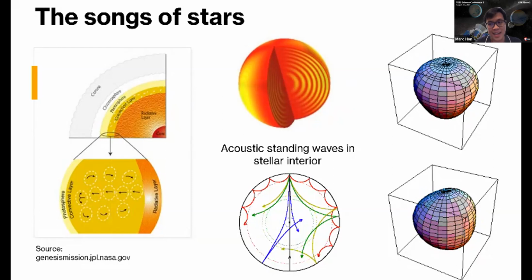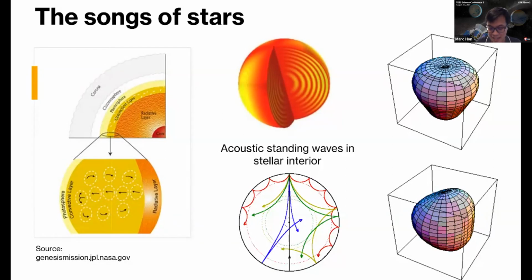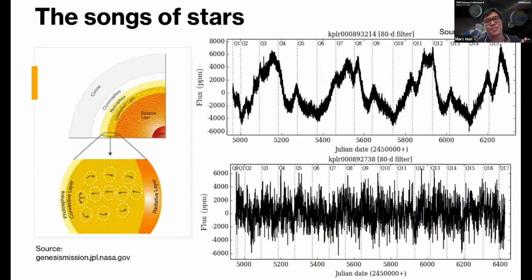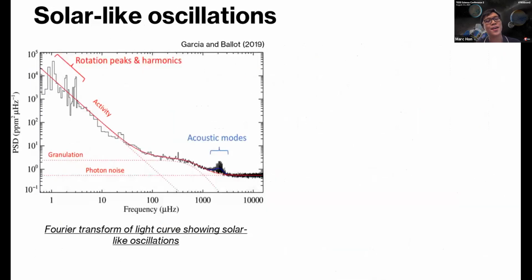Now, missions like Kepler and TESS measure these changes in luminosity as light curves, as we know. And in seismology, we take the Fourier transform of these light curves to get power spectra. So the power spectrum of a typical solar-like star would look something like this, where you have signals from rotation and activity at lower frequencies.